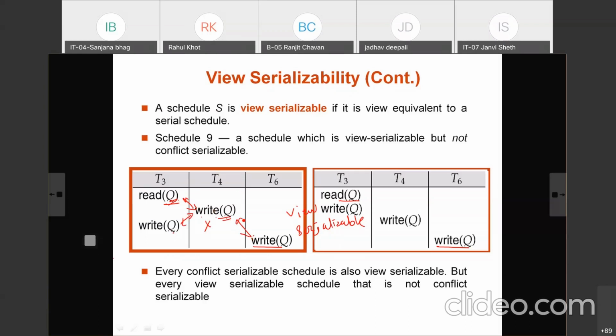And that's why these two schedules, suppose this is S and this is S dash, are both view serializable but not conflict serializable. So this schedule is view serializable but not conflict serializable. And that's why the statement is that every conflict serializable schedule is view serializable, but every view serializable schedule is not conflict serializable. Is it clear? So that is about serializability.